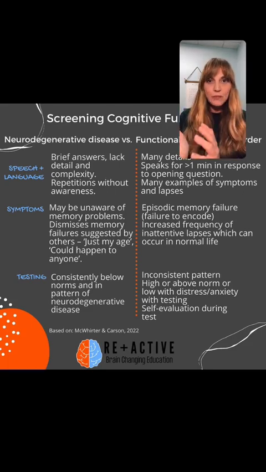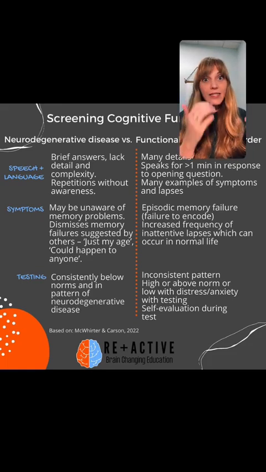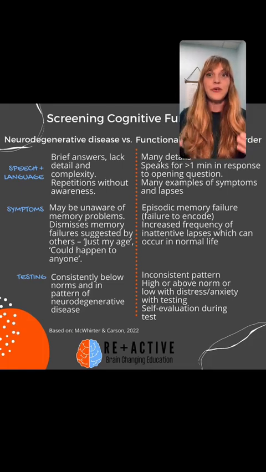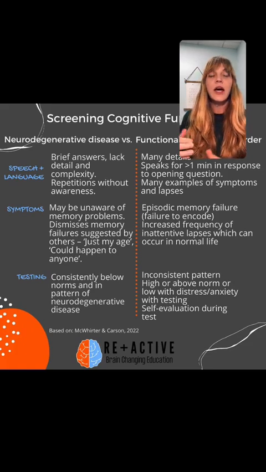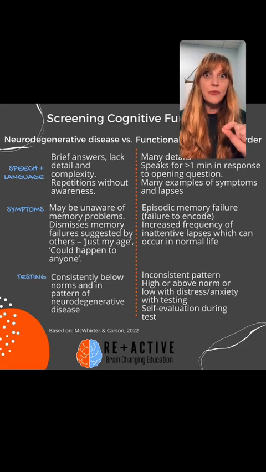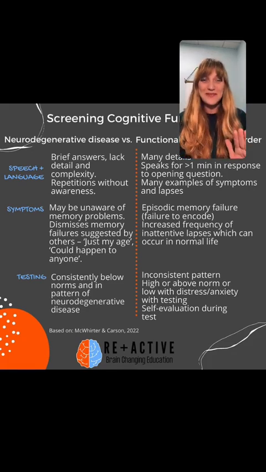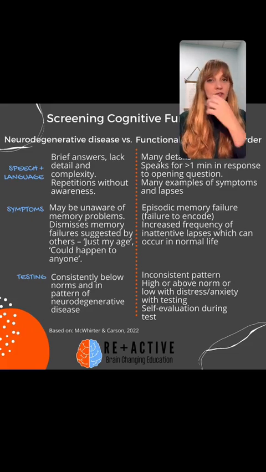Alan Carson and Laura McWhirter really did a nice job of comparing and contrasting these. So some of the things that come up are in the interview, right? So typically a person who has a neurodegenerative disease, when you're talking to them, like, tell me about your symptoms, they're going to give a very brief answer, lacking a lot of detail and complexity. They might even repeat things without awareness. This is definitely something that I've seen. Versus, let's contrast that to a person with a functional cognitive disorder, who actually has a lot of details, a lot of complexity.